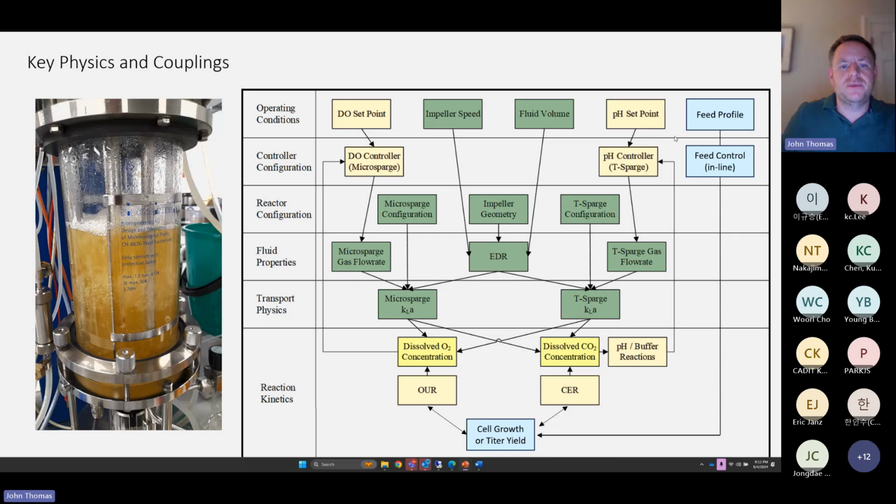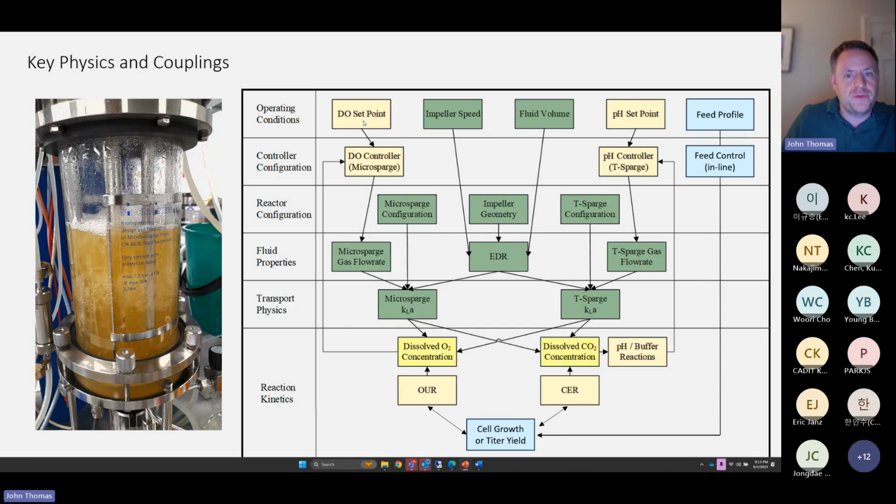I'll explain it like this. For most operators, they can control things like a DO set point, an impeller speed, a fluid volume, a pH set point, and some sort of feeding profile, like what sort of glucose and glutamine they're adding. And these control variables ultimately inform cell growth or titer yield. Eventually all of these physics inform what we're getting, but the means by which they inform cell growth and titer yield is somewhat complex and informed by a variety of physics.